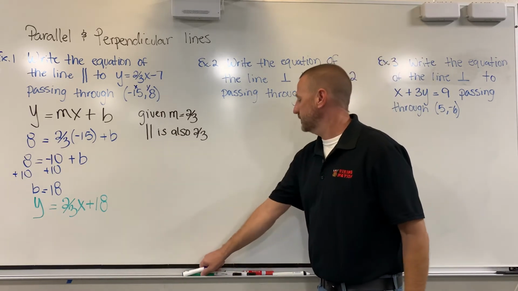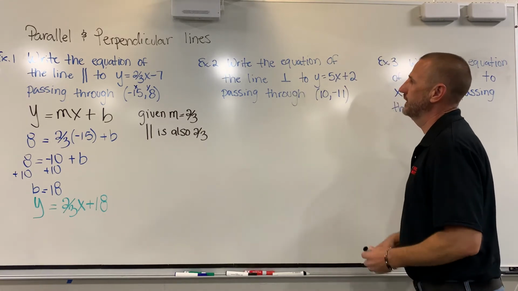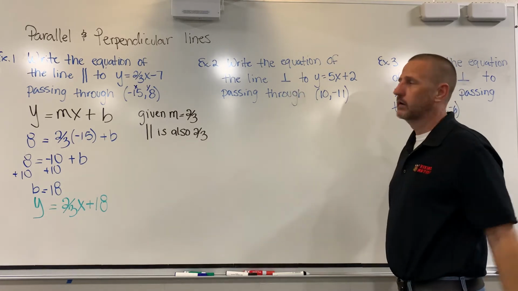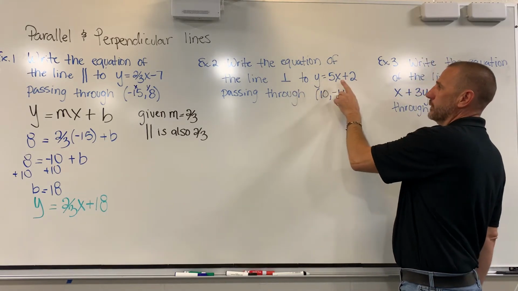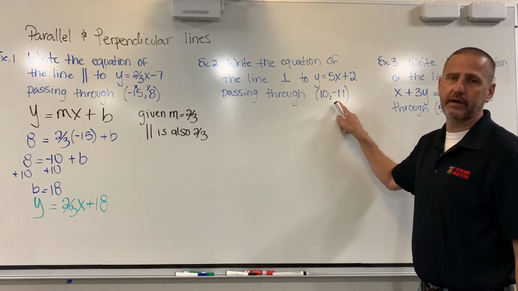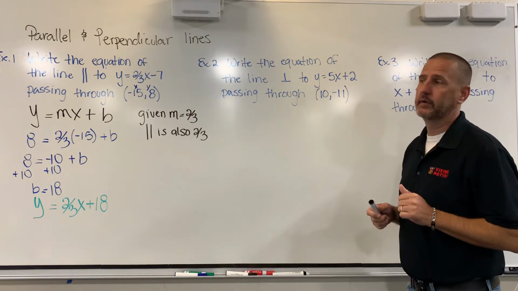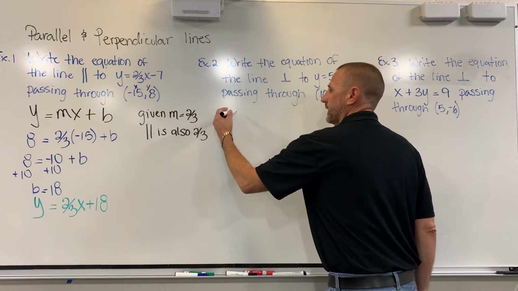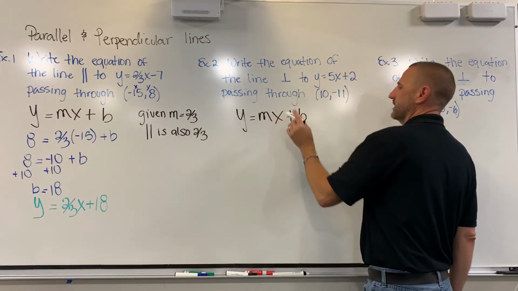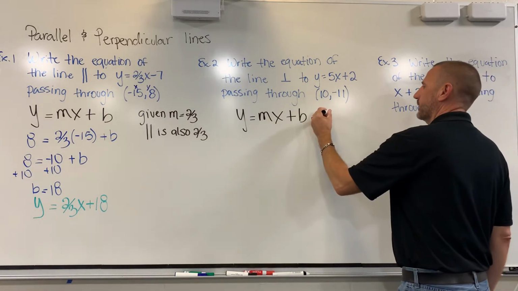All right, so example number 2. A little bit different. It says write the equation of the line that is, and our symbol here looks like an upside down T, perpendicular to y equals 5x plus 2, passing through 10, negative 11. Well, first thing I need to do is figure out, again, slope. So if I have my formula, y equals mx plus b, and it looks like the equation they gave me is in the right format, y equals mx plus b.